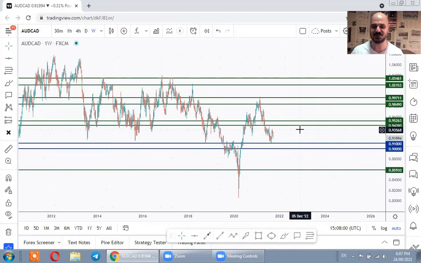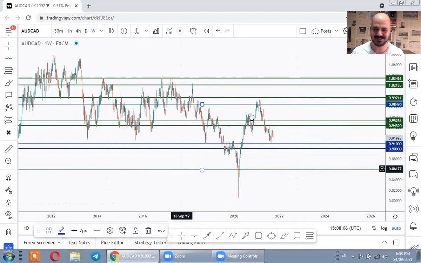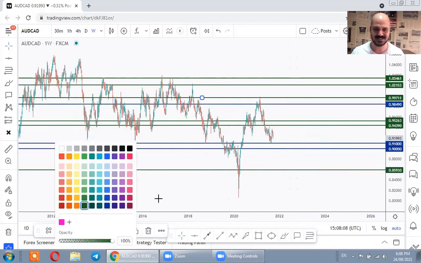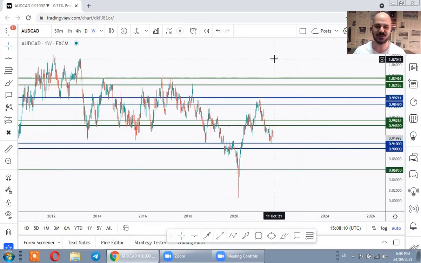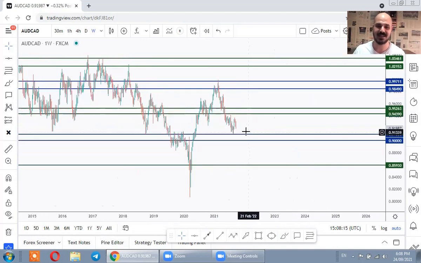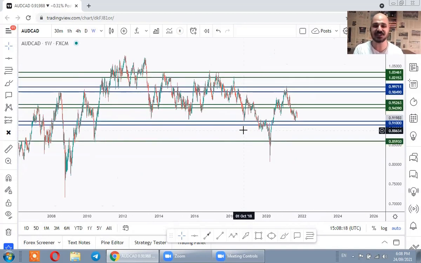And for example, I like to do it like green, blue, green, and blue. This way it would look better, right? Anyway, it depends on what suits your style. So this is it. These are the only support and resistance that we can draw from weekly time frame. And look how much info you already got just from weekly time frame.